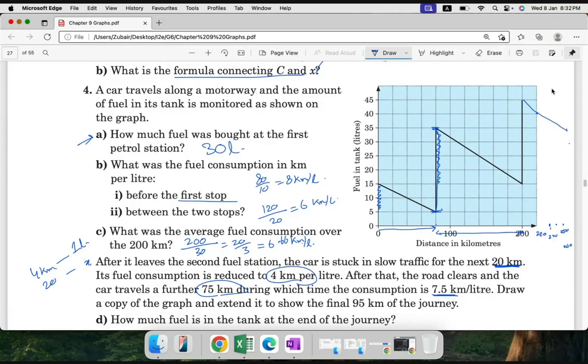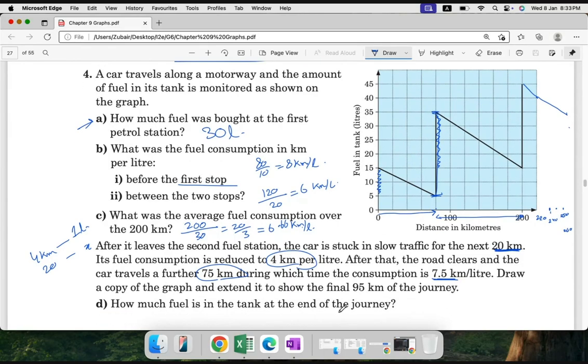Any confusion in this? No, sir. D says how much fuel is in the tank at the end of the journey. So whatever the point will be, we'll just read it from the y-axis. We can also calculate it manually, like just consuming 7.5 per liter. So 75 divided by 7.5 is 10 liters. So consuming 10 liters, 40 minus 10 is 30. So there would be 30 liters.